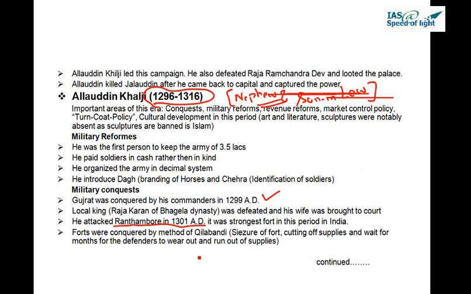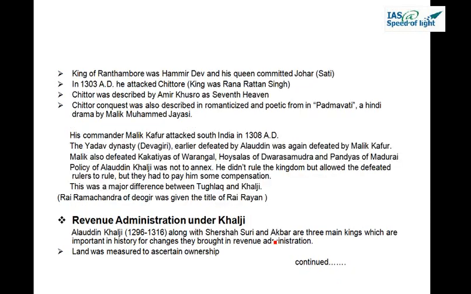And there was a method of conquering forts at that time, known as Kilabandi. Kilabandi simply means siege of the fort. They would cut off all the supplies and wait for the people inside the fort to come out for water and other foodstuff. When they ran out of supplies, that is how they captured the fort. The king of Ranthambore, we have seen, was Hamir Dev, and his queen committed Johar. In 1303 we have seen him attack Chittor, whose king was Rana Ratan Singh.